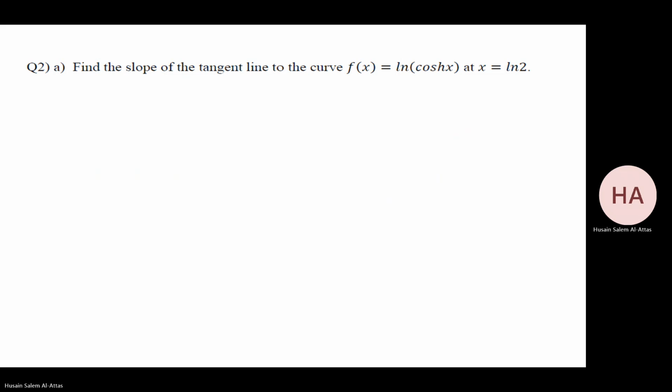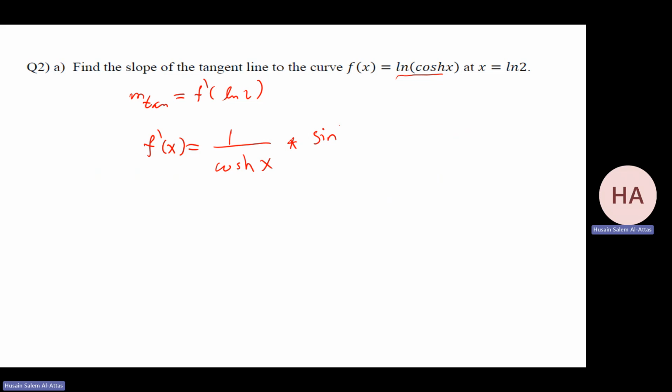Okay. Find the slope of the tangent line to the curve y equals ln of cosine hyperbolic x at x equal ln 2. So I need to find the slope, m tangent is f prime at ln 2. So find f prime. That gives me 1 over cosine hyperbolic x times its derivative. So I'm getting tan hyperbolic x.